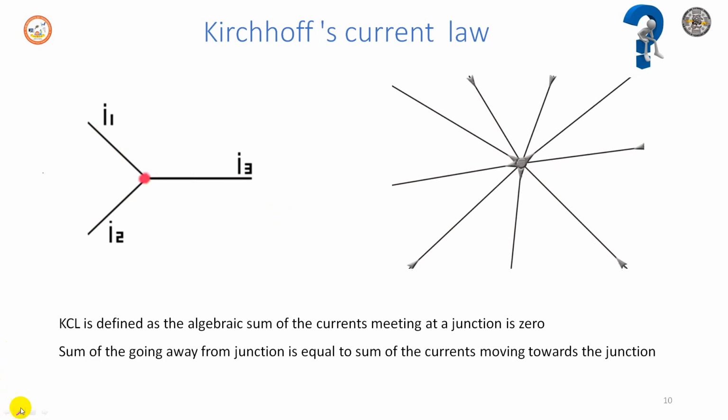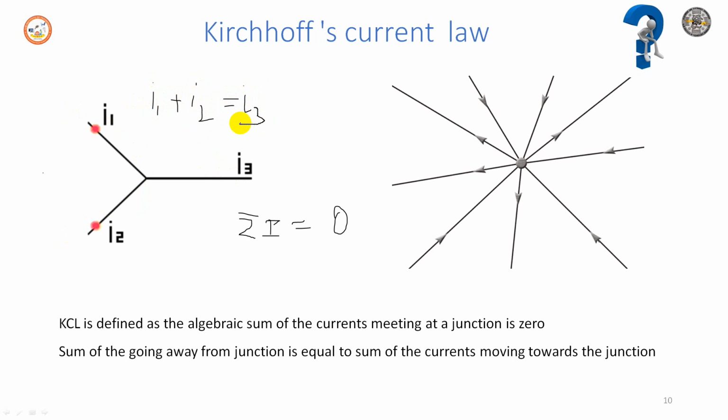So we can write the sum of currents as summation of I is equal to 0. If you look at this example, the current I1 entering here and I2 entering here should leave as I3. So in this case, I can write the current I1 plus the current I2 is equal to the current I3.